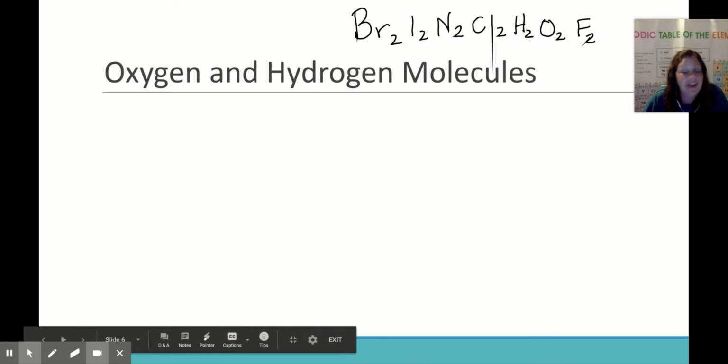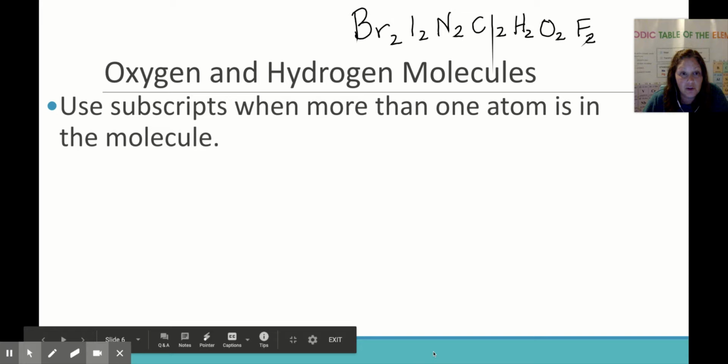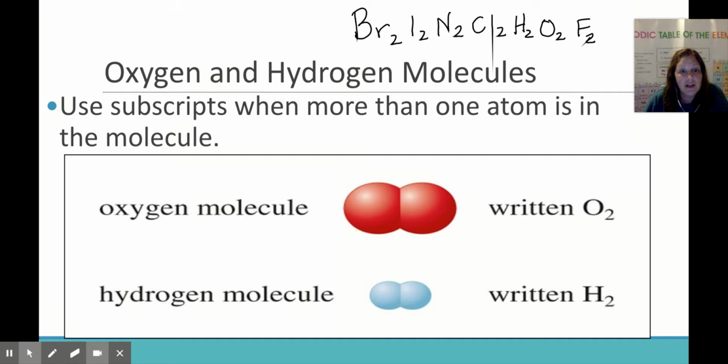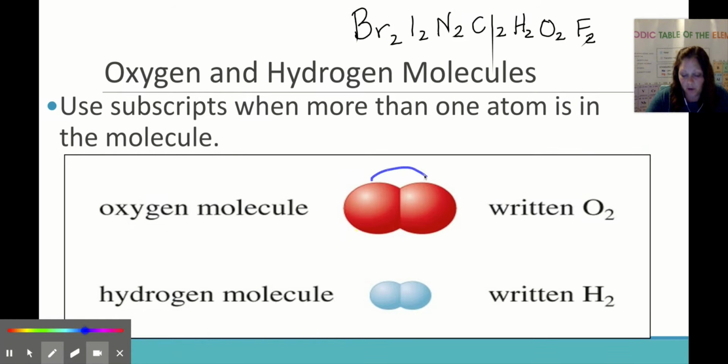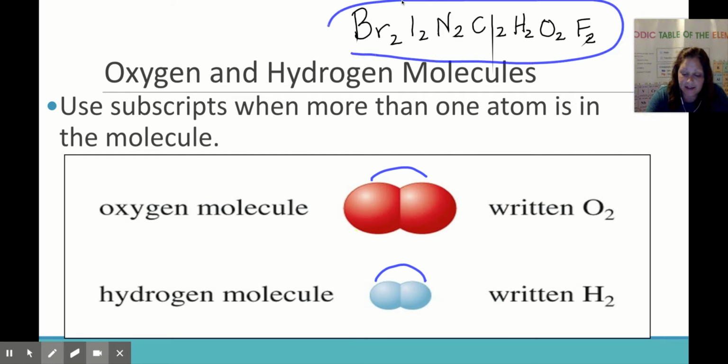When we're talking about oxygen and hydrogen molecules, when we use subscripts, that means we have more than one atom in a molecule. And for example, when we're talking about O2, that means two oxygen atoms connected, bonded together. H2 would mean two hydrogen atoms bonded together. And don't forget your diatomics, your Brinkelhoffs: bromine, iodine, nitrogen, chlorine, hydrogen, oxygen, and fluorine will all exist as diatomic molecules.